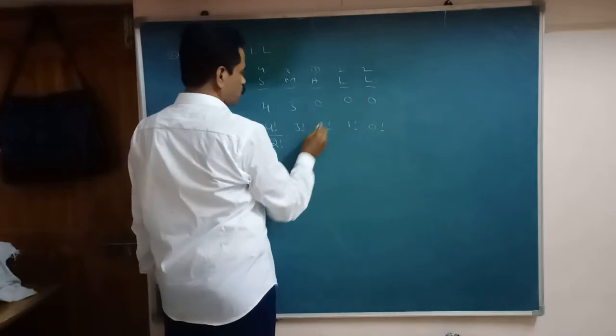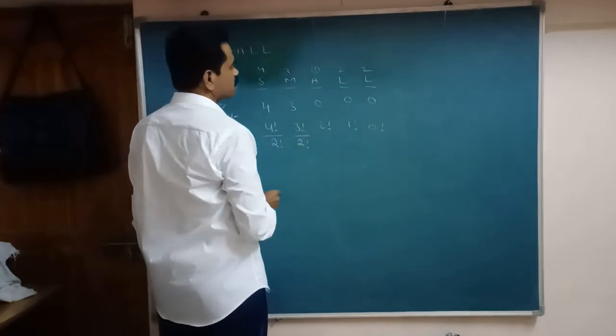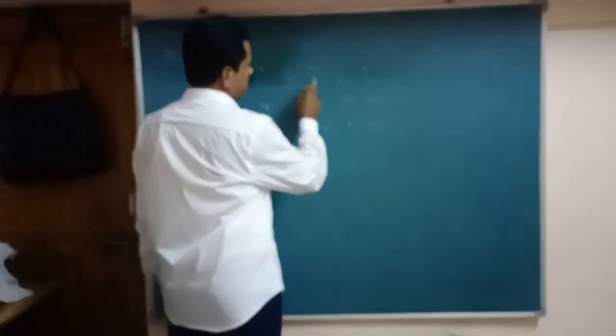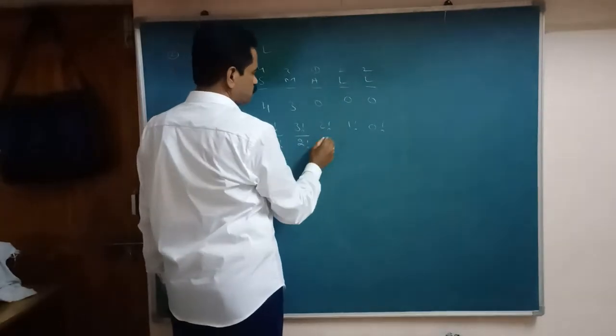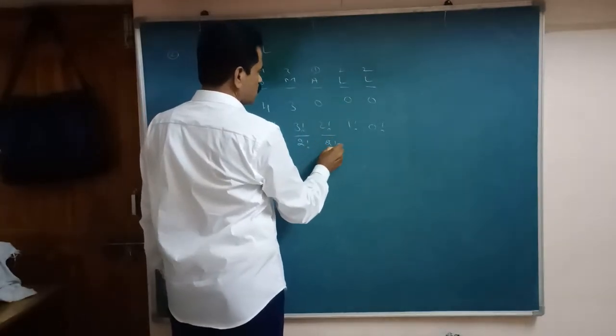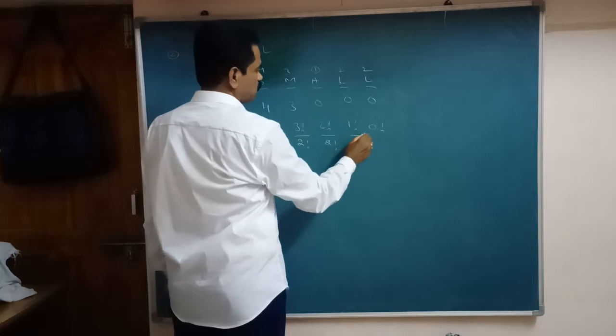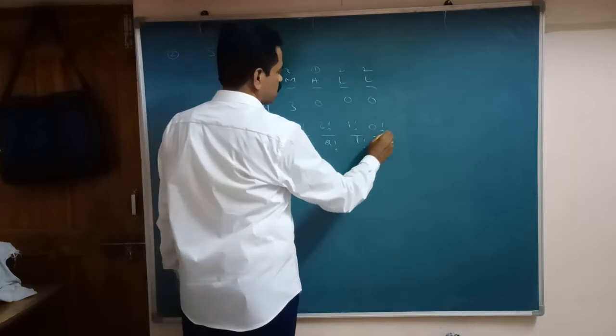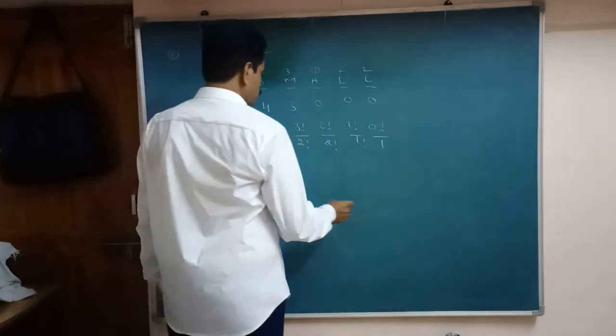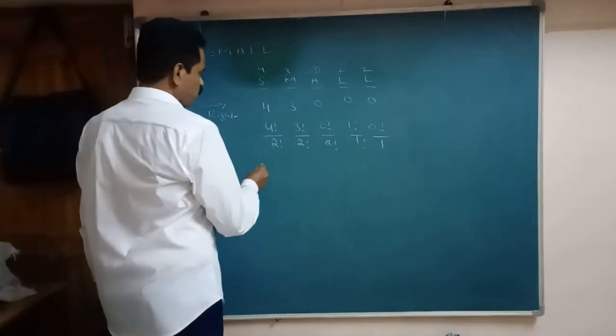What are the repeated here? 2 by 2 factorial. Next A, it is 2 factorial. Next L, 0, 1 factorial. It is also 1. So we are right here. This is 4 into.